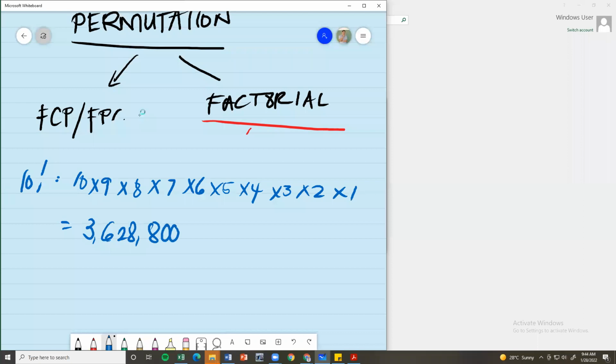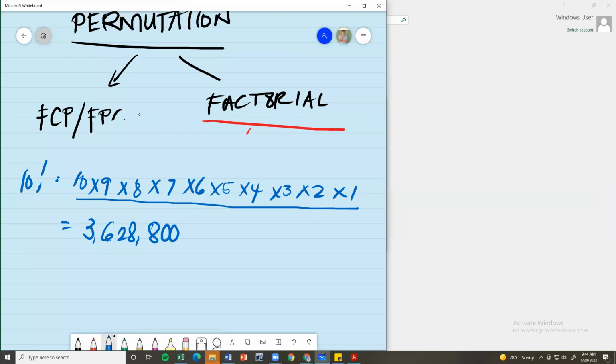3,628,800. So kapag habang dumadami pa lang yung mga ina-arrange nyo, mas dumarami or lumalaki yung ways on how to do it. Okay? So that's 10 factorial. Now, did you do the manual typing in your calculator? Yes or no?